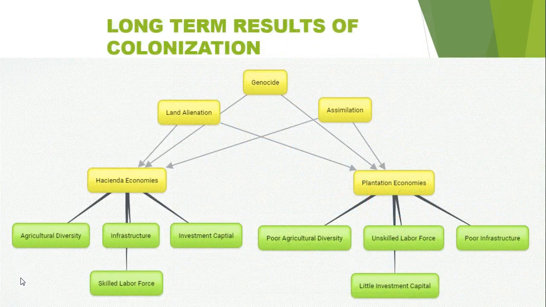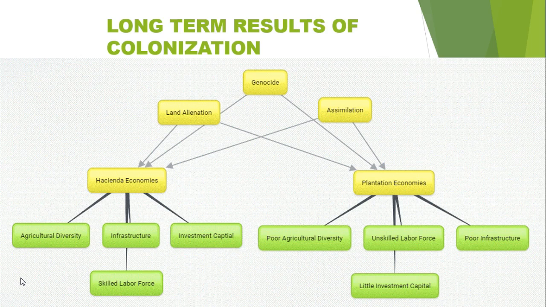So let's look at the long-term effects of colonization then. Let's just compare and contrast these two systems again, really quickly. So in the plantation system, we have this export-driven economy. We have little to no manufacturing that is occurring. All of our manufactured goods are imported. Prices are set by the colonizing power. Small family agricultural plots are converted to large plantations.